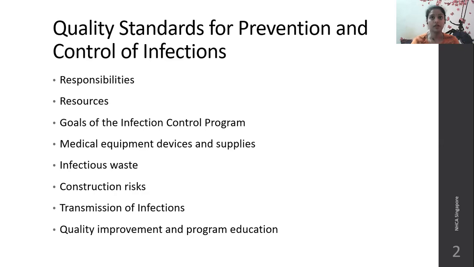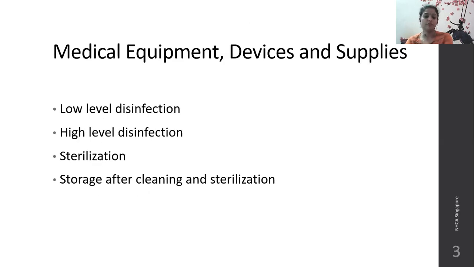Quality improvement and education program. It depends upon the accreditations also. It will verify if you have enough quality improvement and education programs in place, and continuous training of the staff, retraining of the staff as and when required. So that comes under the quality improvement and education program.